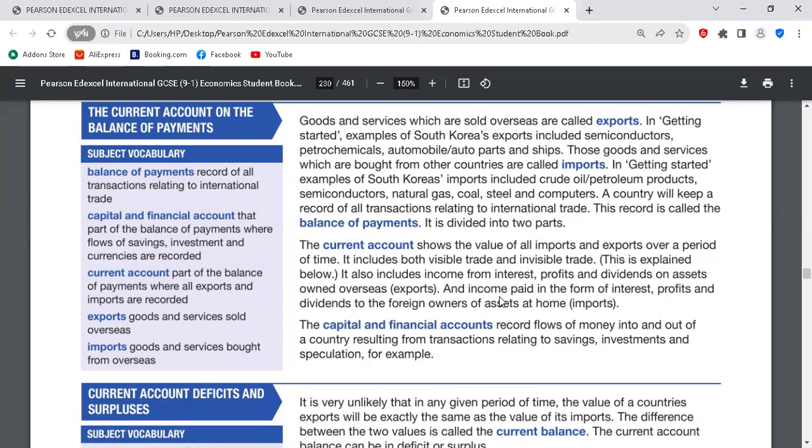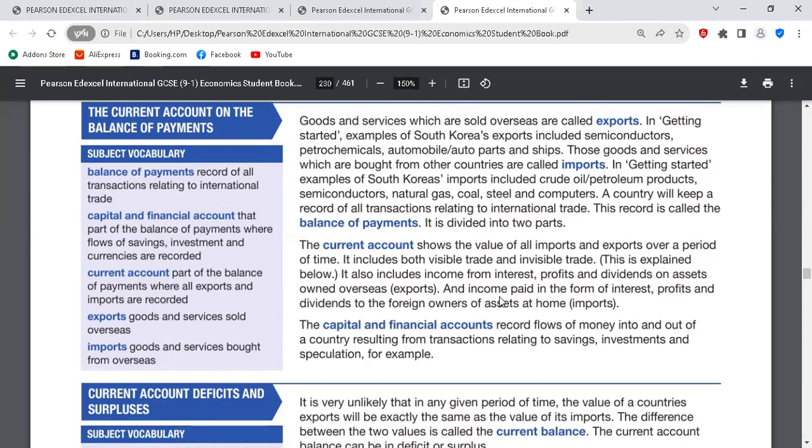The balance of payments is divided into two. We have the current account and the capital and financial account. So we start with the current account. The current account shows the value of all imports and exports over a period of time. It includes both visible and invisible trade. So the current account talks about the value of all our exports and imports.